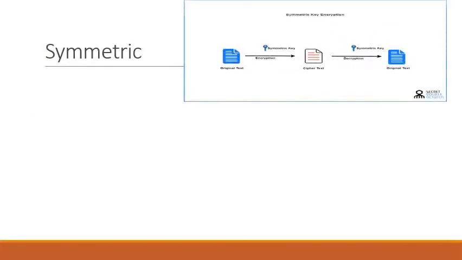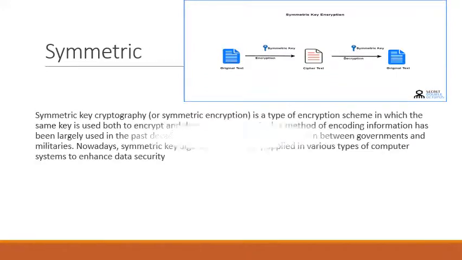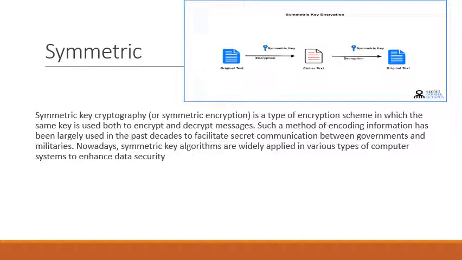Symmetric. Symmetric key cryptography, also known as symmetric encryption, is a type of encryption scheme in which the same key is used both to encrypt and decrypt messages. There is no public or private key in this one.